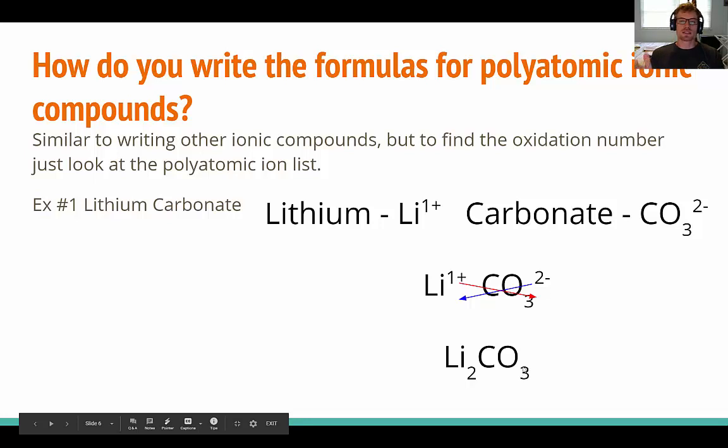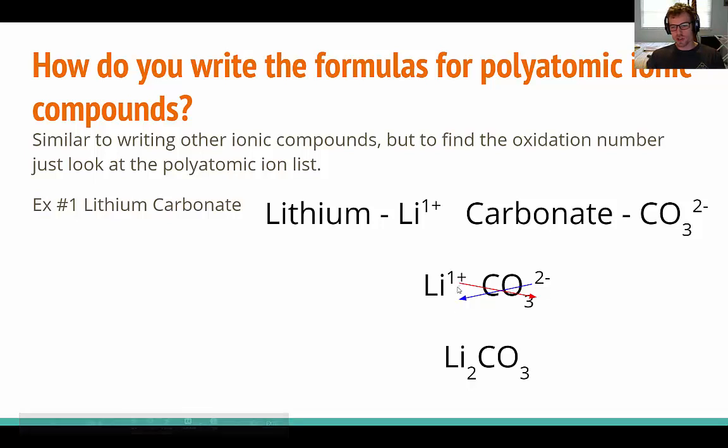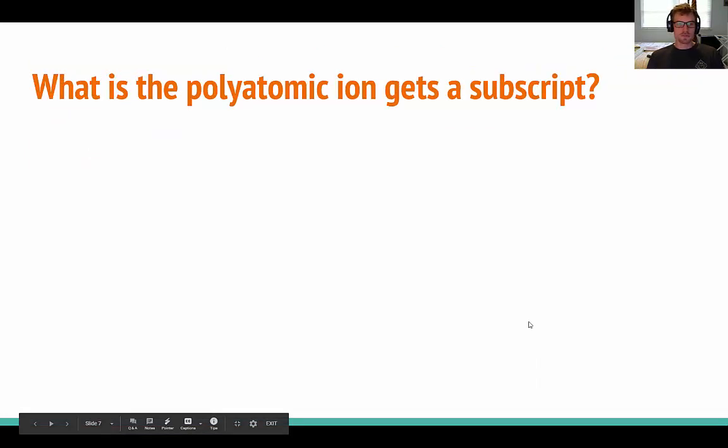And what this does is make this a neutral compound, right? So we've got 2 lithiums, they each have a +1 charge, and we've got the carbonate, which has a -2 charge. +2, -2, that gives us 0. That's what we're looking for. The crisscross method is just our shortcut for that, all right? So we've got Li2CO3. This would be lithium carbonate. Let's take a look at a couple more examples.